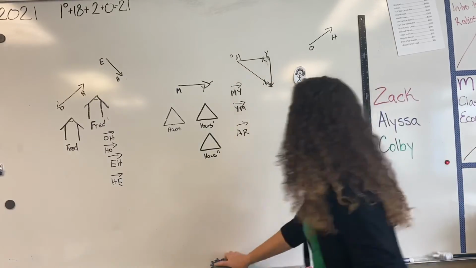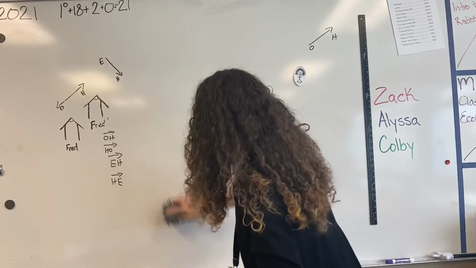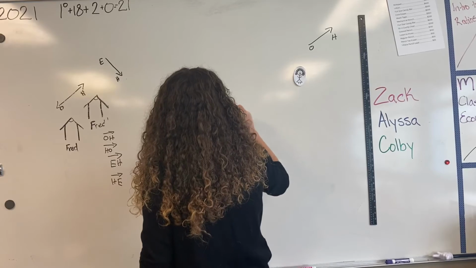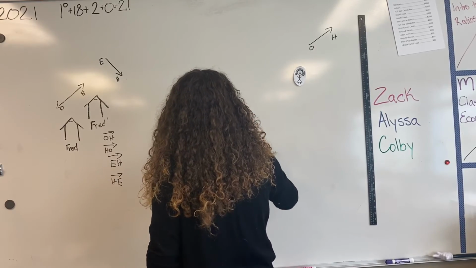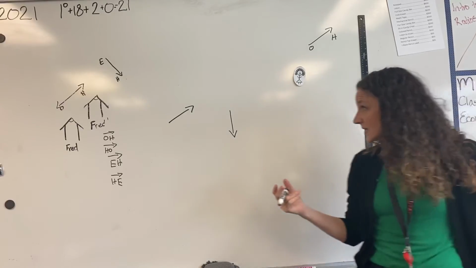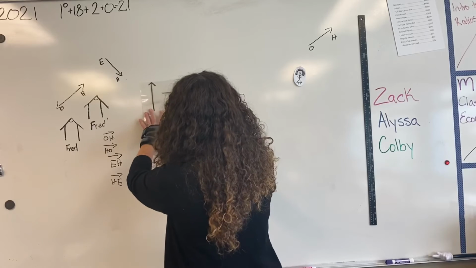So what if they don't meet at right angles? Those met at beautiful right angles, and I did that on purpose. But what if I have this vector and this vector? Can I add those two vectors? Yes, you can. They will still make a triangle. It just won't be a beautiful little right triangle.